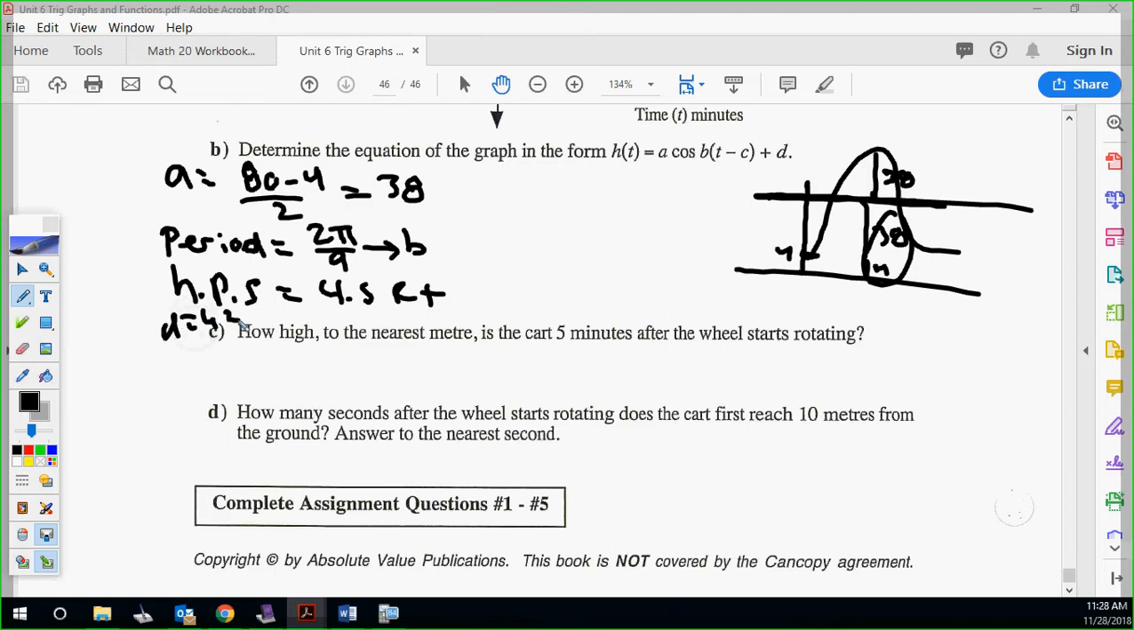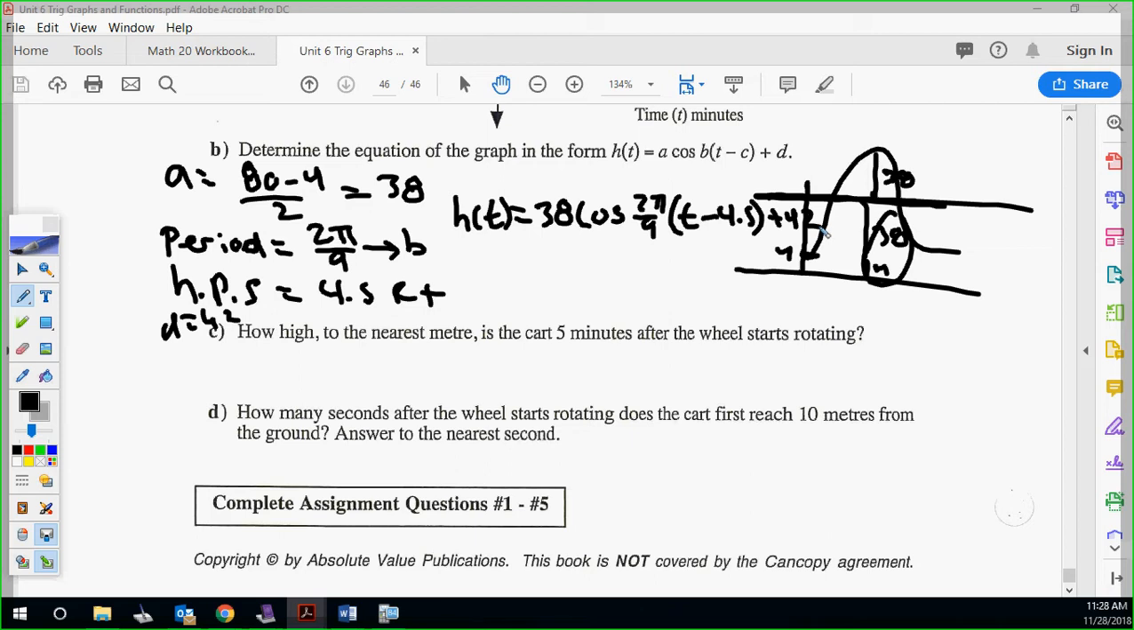So we have h of t equals 38 cosine 2 pi over 9 t, right? So I want to go t minus 4.5. And then plus 42. Sorry, 42 is in the graph there, but plus 42. Questions?